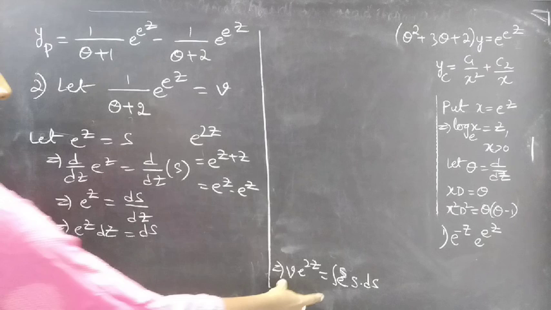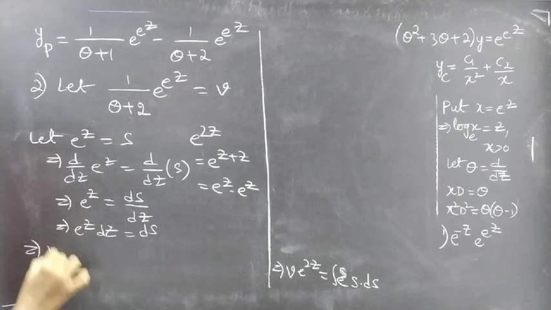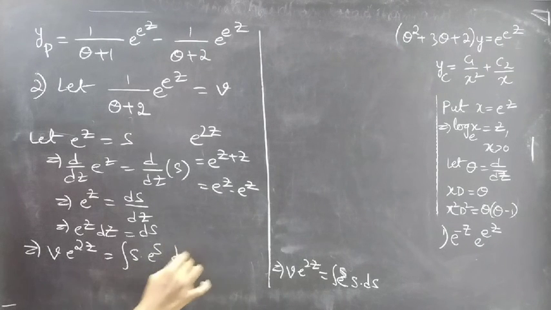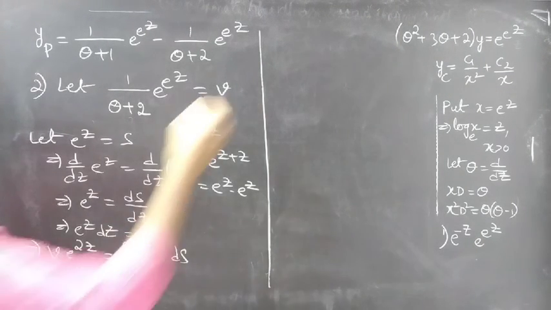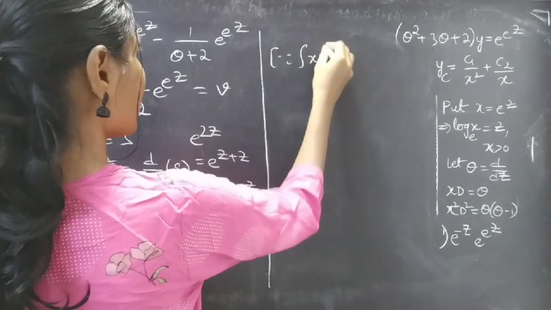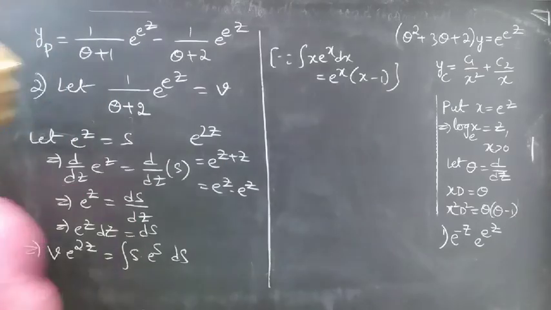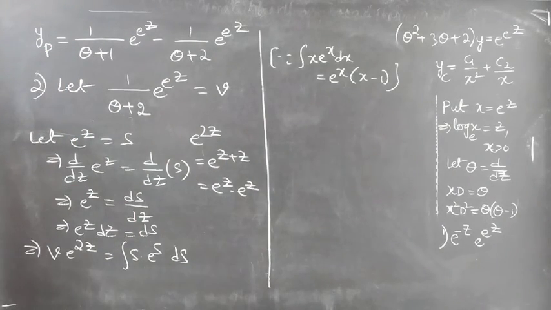Now, we can write this as v e power 2z equals the integral of s into e power s ds. We know that the integral of x e power x dx equals e power x times (x minus 1). Now we can apply this formula for s. Then we'll get v into e power 2z equals the integral of s e power s ds, which is e power s into (s minus 1).